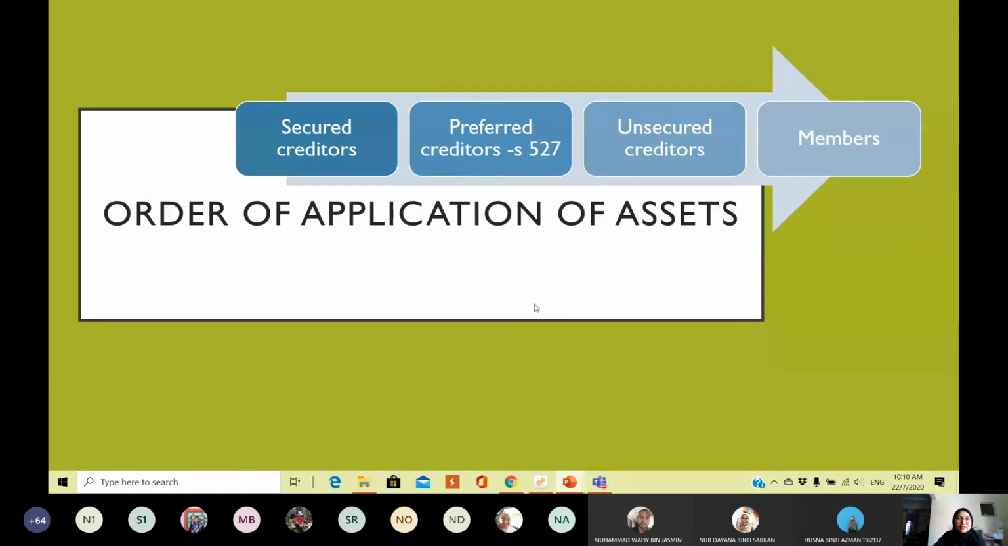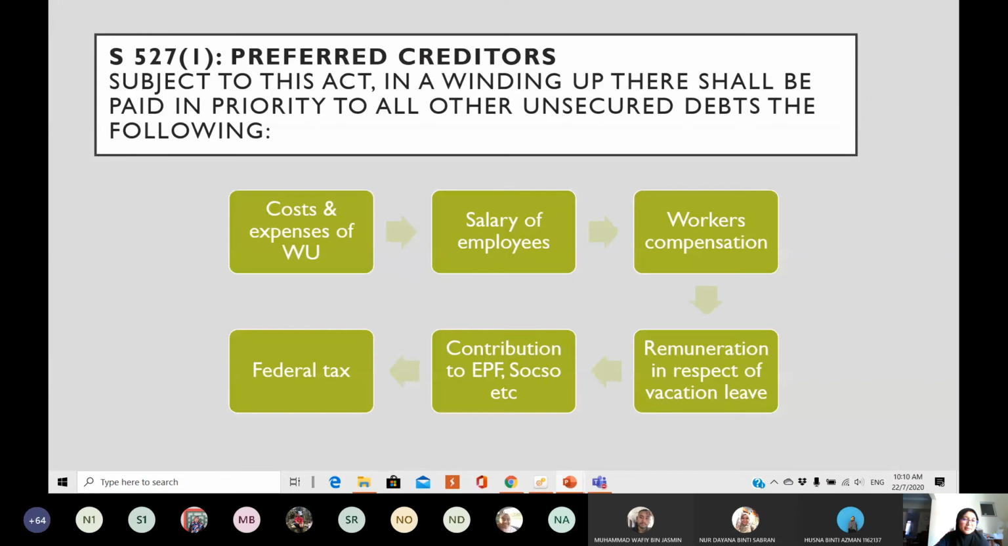Okay, order of application of assets ni sama dengan bankruptcy juga. First is secured creditors, okay, then preferred creditors, unsecured creditors. Okay, tapi kalau dalam winding up ni dia ada members of the company. Okay, kalau yang bankruptcy tu last dia adalah unsecured creditors kan. Okay. So dia punya ni pun sama juga.